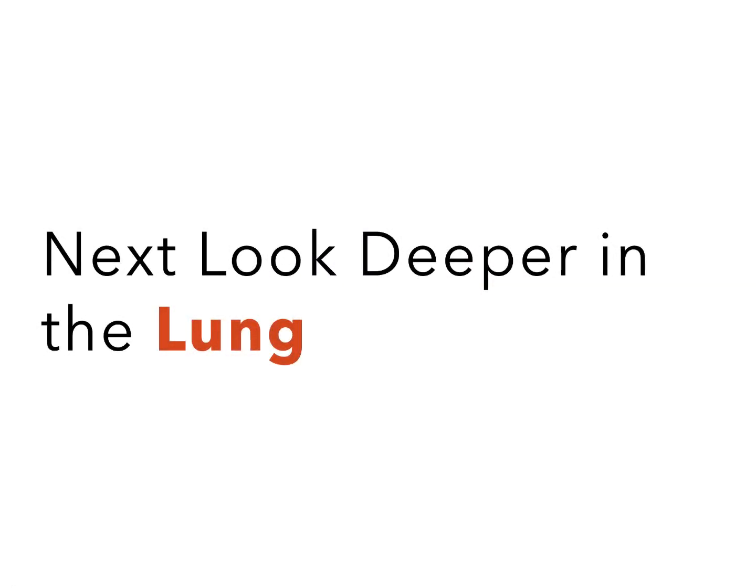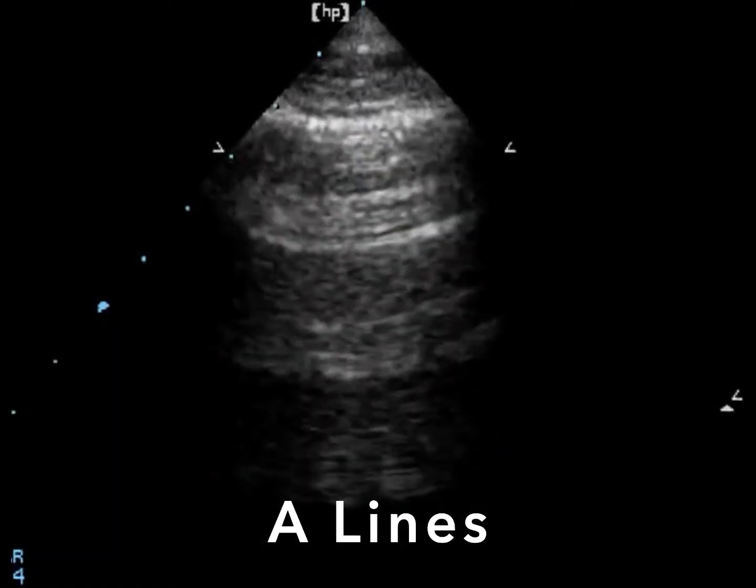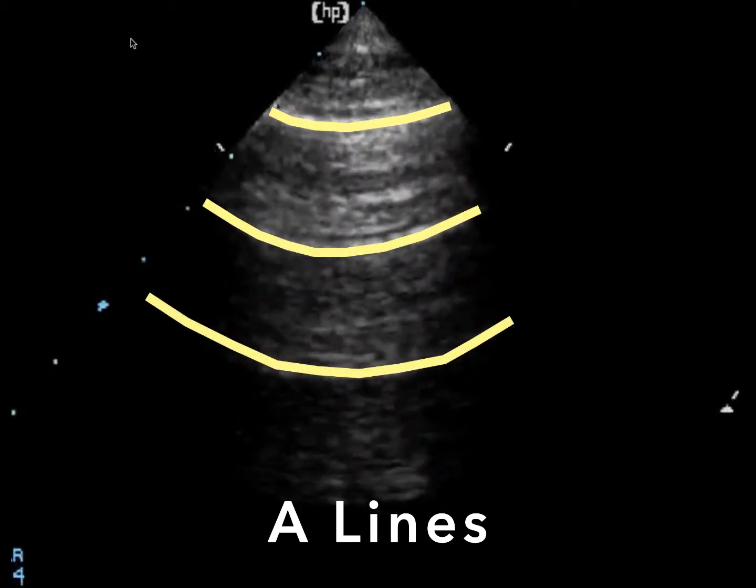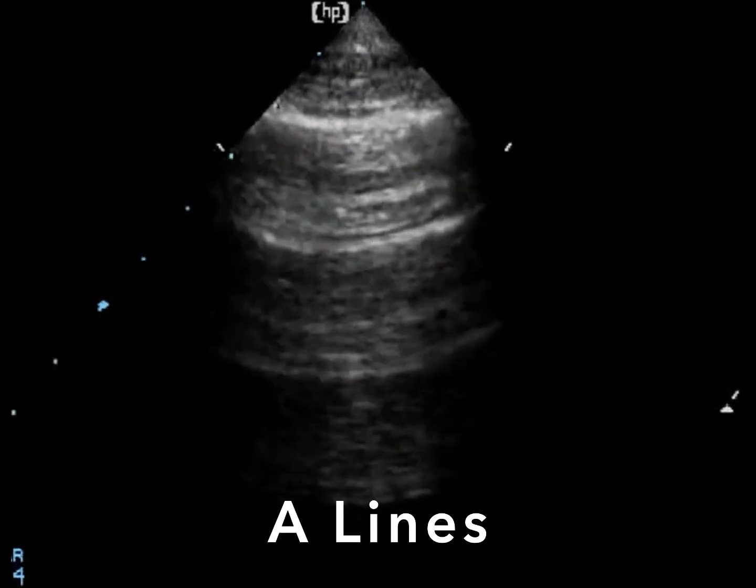Next, look deeper in the lung. Here you want to adjust your depth to at least 14 to 16 centimeters. Normal lungs should appear to have multiple horizontal hyperechoic lines descending deeper into the screen. These are called A-lines and indicate normally aerated lung provided there is normal pleural sliding.